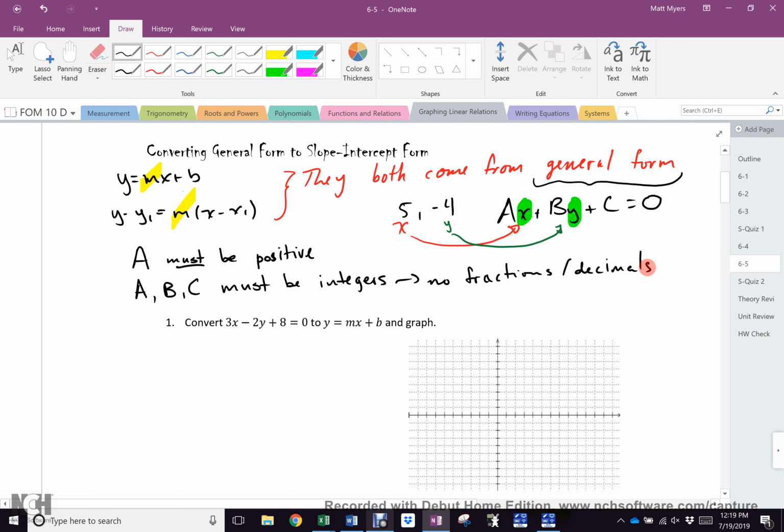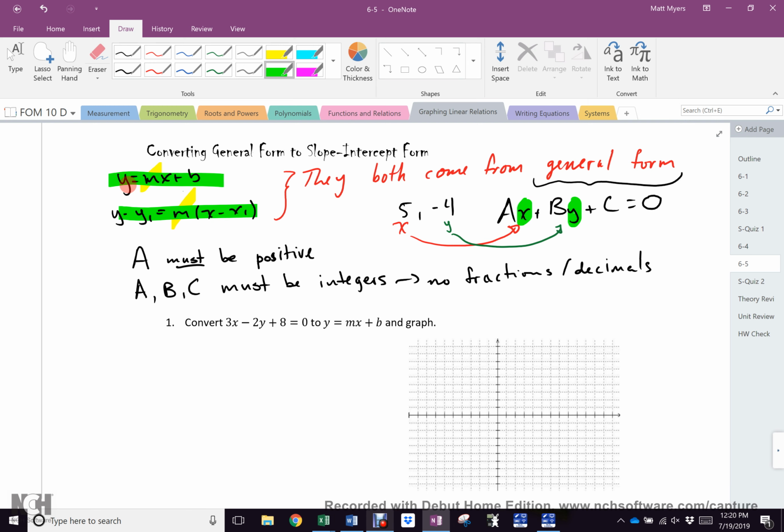Now, were we allowed fractions and decimals over here? Are we allowed fractions and decimals in the two we've already studied? Of course we are, because M was often a fraction, wasn't it? And every fraction is just a decimal, right? So, when we're in general form, we're not.